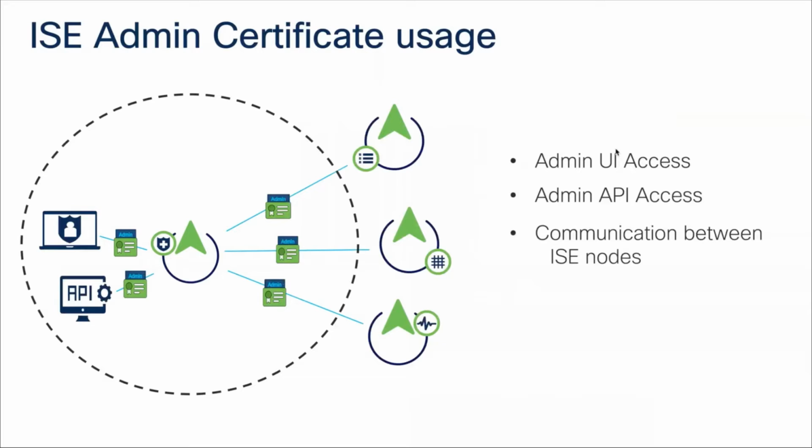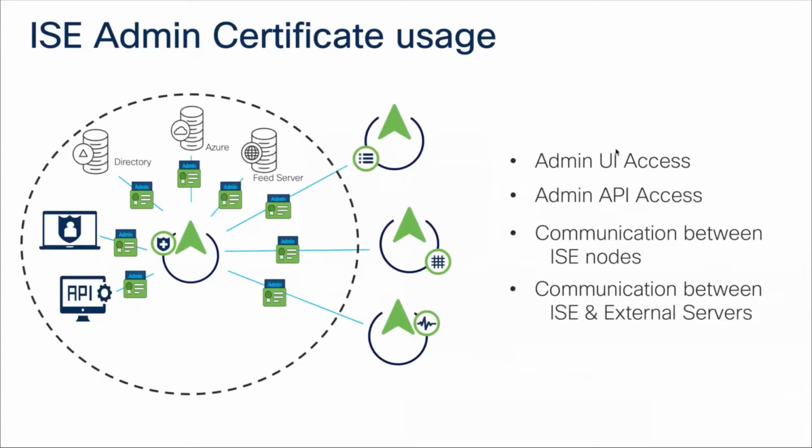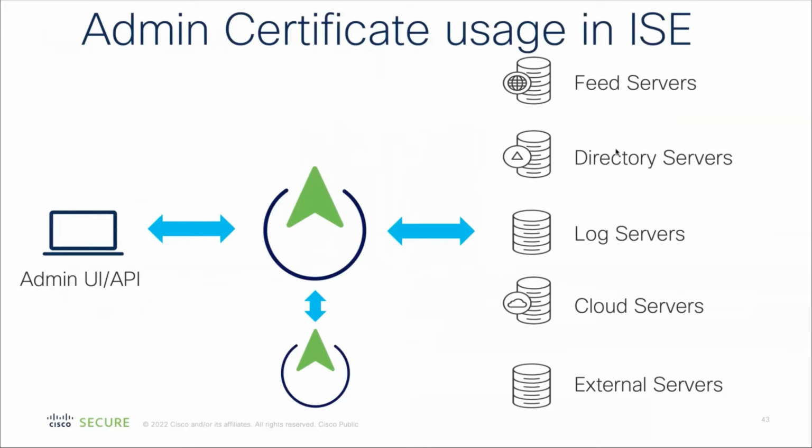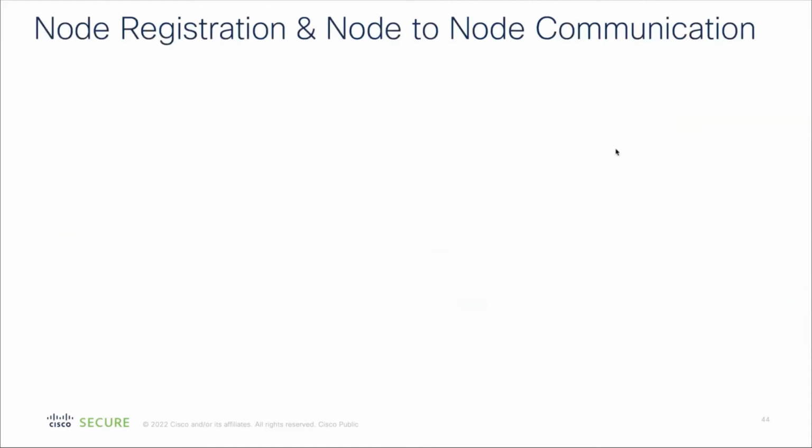for registration, deregistration, manual sync, or even replication purposes, we're going to make use of the admin certificate. When ISE is talking to external entities like feed servers, Azure Active Directory, LDAP servers, external syslog servers, we're going to make use of the admin certificate for this. Simply put, this is how the communication is going to be. But before even going into the deployment, let's first understand what happens during the registration.